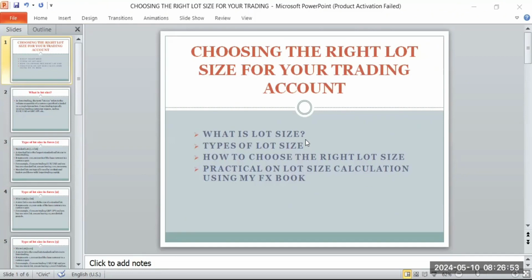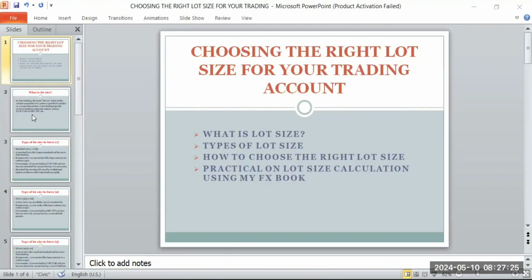So let's proceed straight to the matter. What is lot size? Then we're going to discuss the types of lot size, and I'll also touch on how to choose the right lot size for your account, and then a practical on how to calculate the right lot size using my FX book. This is very simple stuff I'm going to share with you, and after watching this video, you will not be making those mistakes again, and you'll stop losing unnecessarily.